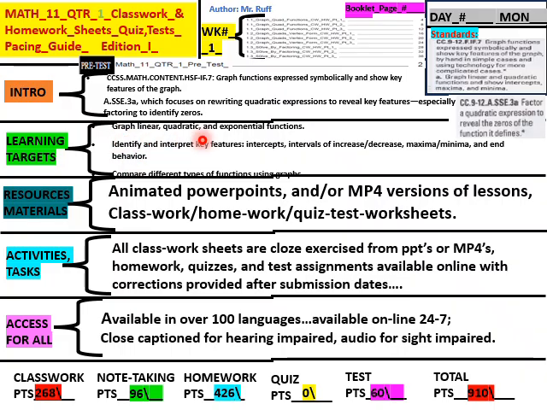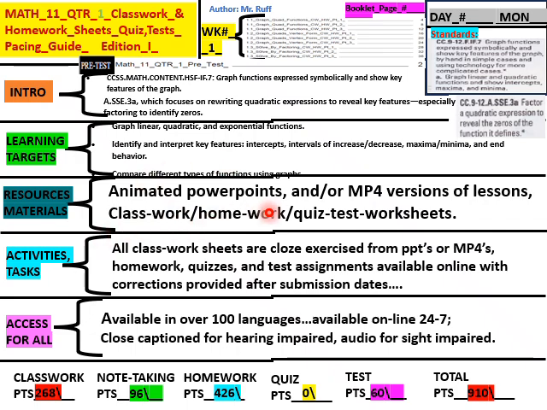Graph linear, quadratic, and exponential functions. Identify and interpret key features: intercepts, intervals of increase, decrease, maxima, minima, and end behavior. And compare different types of functions using graphs. So just by looking at a graph, you can tell what kind of function it is. That's a learning target.